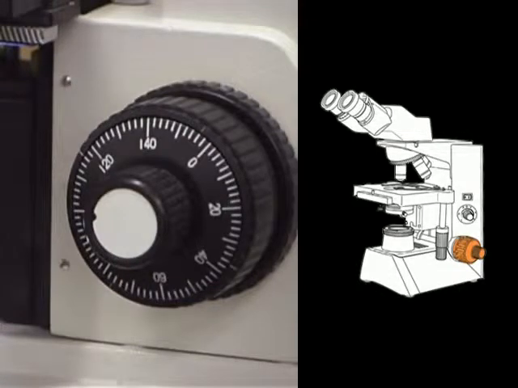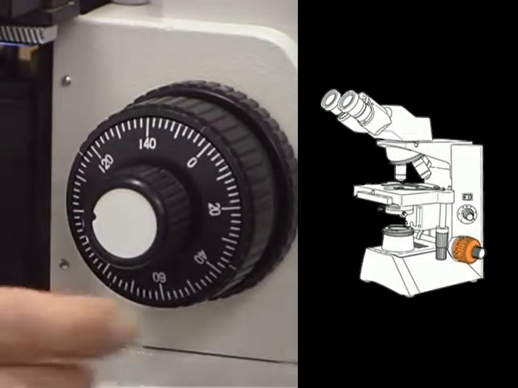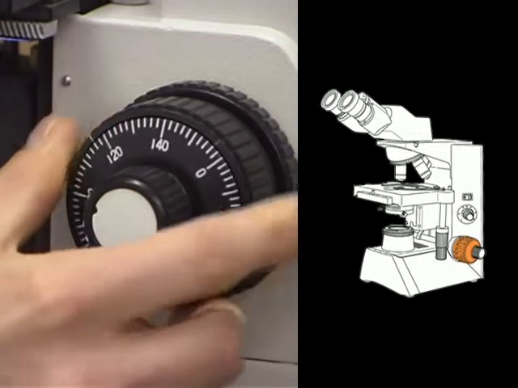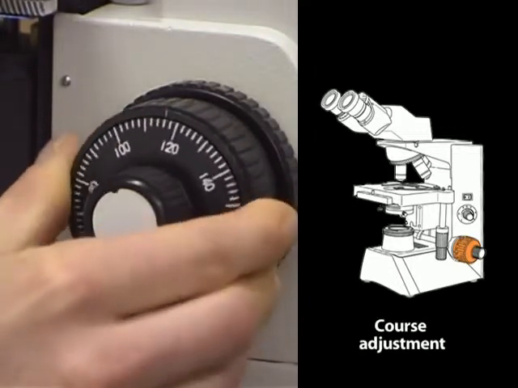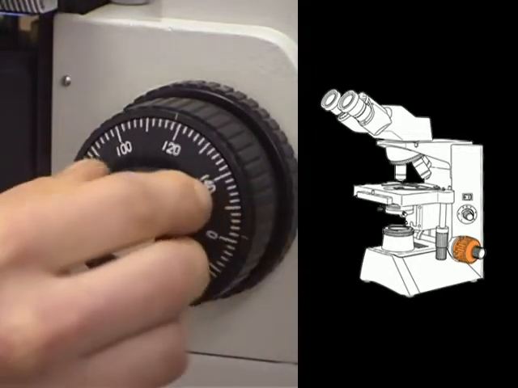There are two focus adjusting knobs on a compound microscope, a coarse adjustment knob and a fine adjustment knob. The coarse focusing knob always has a larger diameter than the fine. Use the coarse one first to get the objective approximately in focus, then use the fine one.